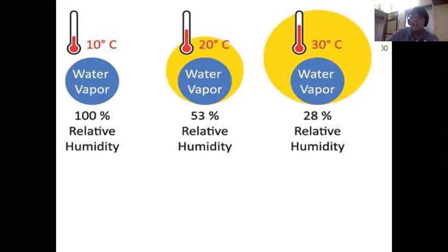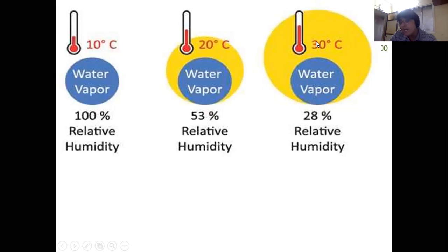Now the moisture holding capacity has increased. See, the blue is not changing, the blue circle is remaining the same. So moisture holding capacity now has increased. So this blue, that is the amount of water vapor present in the air divided by the amount of water vapor needed to saturate the air. When you divide, it will be 53%.